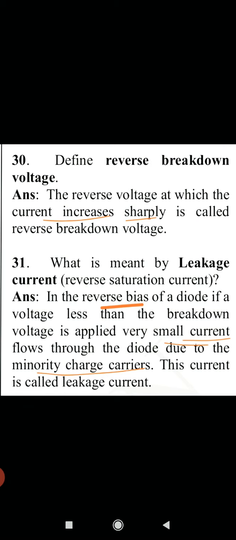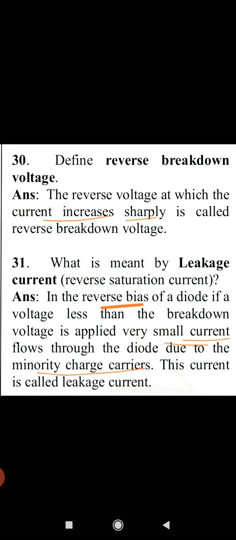One of its features is that in reverse biasing the width of the depletion layer increases, but in forward biasing the width of the depletion layer decreases. A p-n junction diode can be used as a rectifier. Let's discuss it in detail in our next class. That's all about reverse biasing.